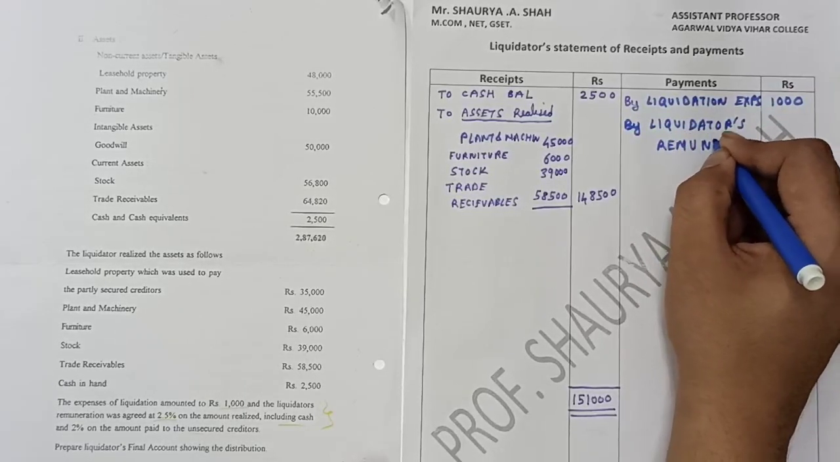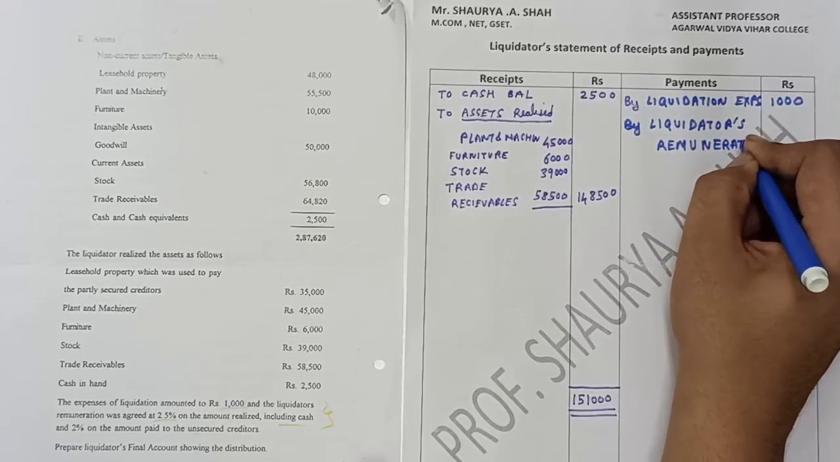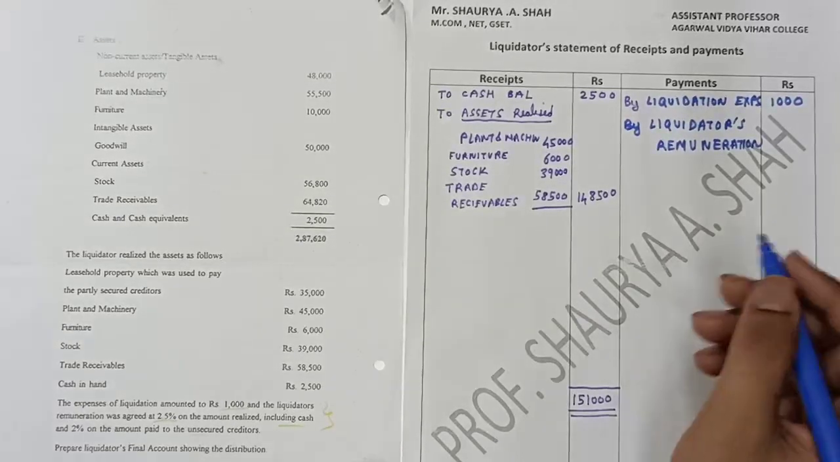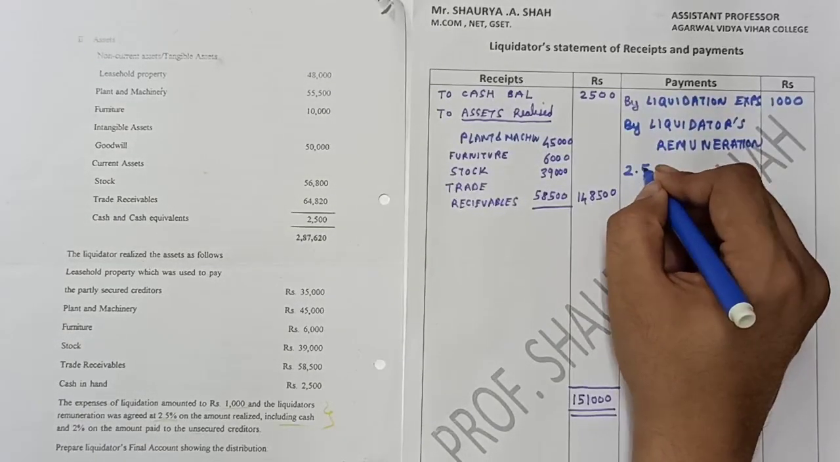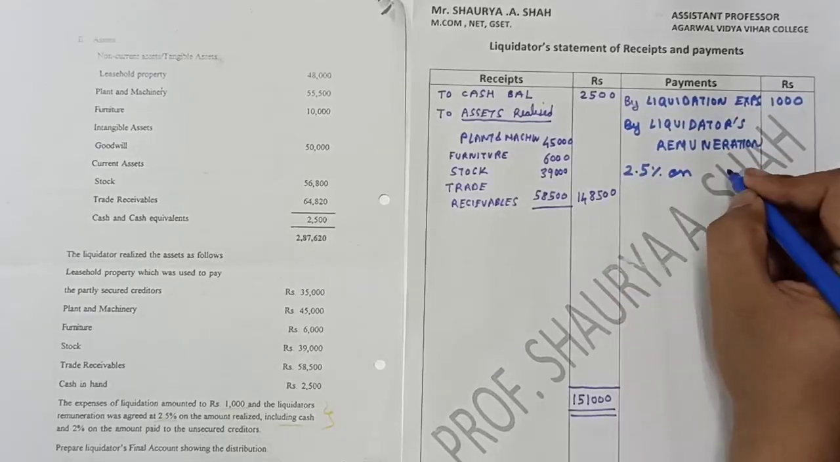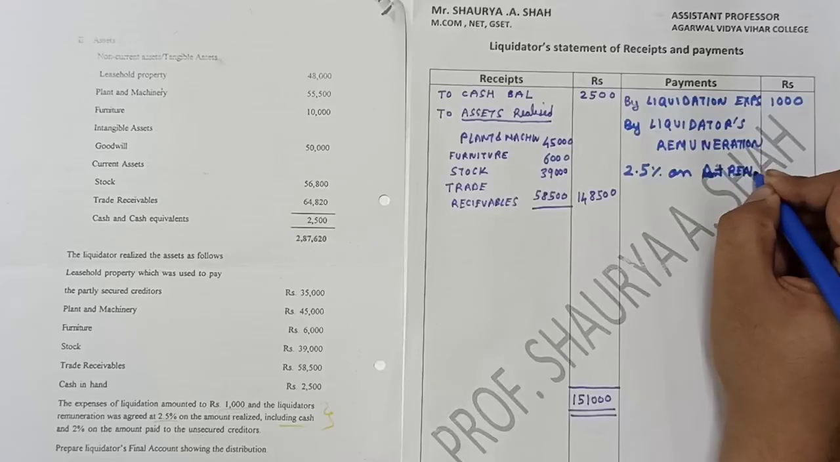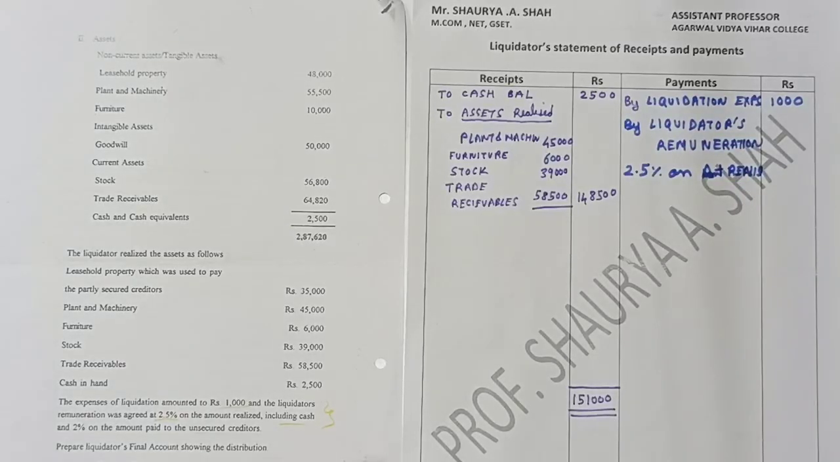Liquidator's remuneration is to be paid to two people, students. Amongst that, the very first is your 2.5% on amount realized, right? So what I'll do is I'll write down 2.5% on amount realized. Now this amount, as you have already studied in the adjustment, includes your cash also, right? So I have to pay on the entire amount, right?